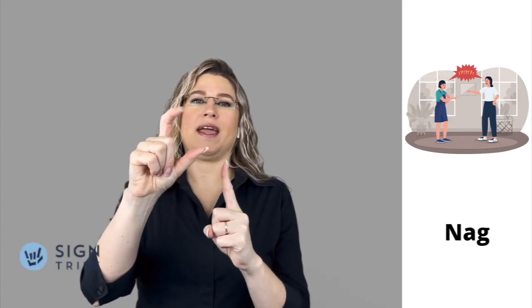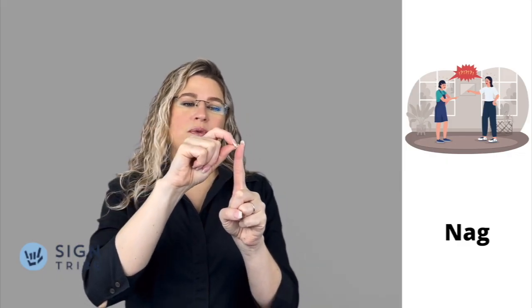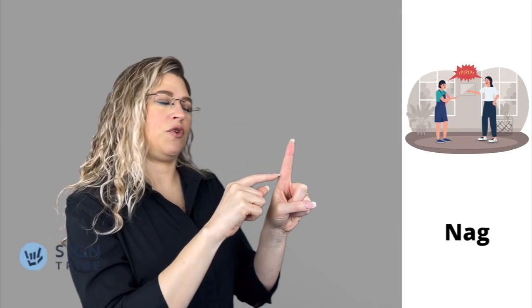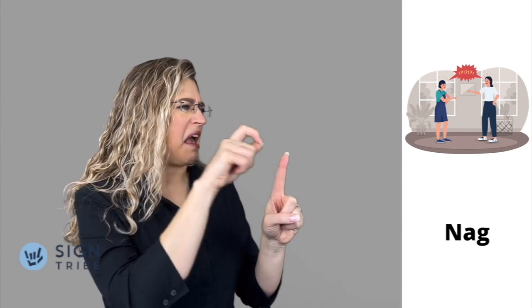The first one is going to be your non-dominant index finger like this, and then your dominant hand, you're just going to have your thumb and index finger touching together, and then you're going to go down and then out on the side of your non-dominant finger. Nag. Don't forget your facial expressions.